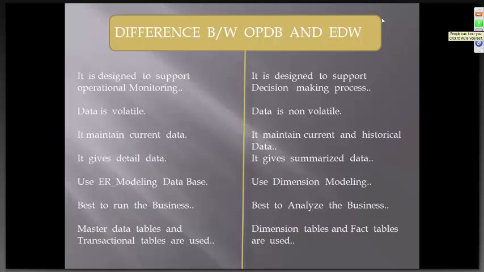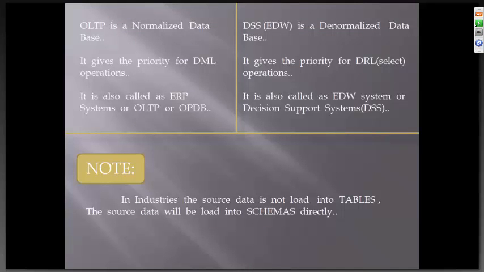OLTP maintains an entity relation modeling database, while OLAP maintains dimensional modeling. In the entity relation model, we use master tables and transaction tables. In the dimensional model, we use dimension tables and fact tables. OLTP is best to run the business, while OLAP is best to analyze the business. OLTP is a normalized database, while OLAP is a denormalized database.